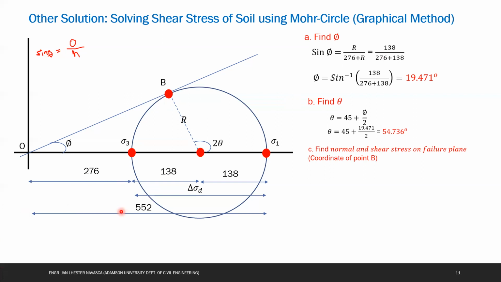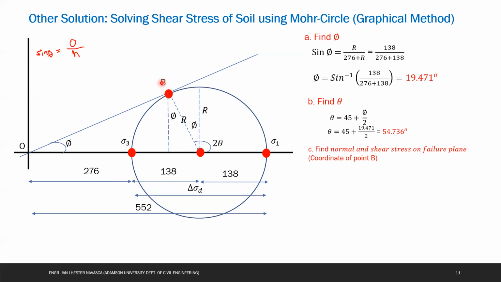So, alam natin na this is the radius and this one is the line phi. So, dito natin nakuha yung relationship na theta is equals to 45 plus phi over 2. Okay, so since this is phi, drawing another line dito. So, kung ito ay phi, this is also angle phi. Okay? So, therefore, we can consider this triangle to determine the coordinate at point B.